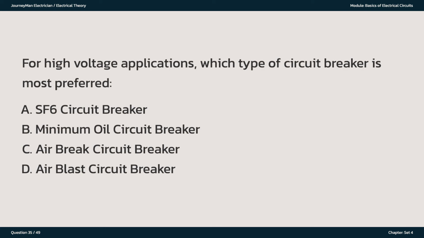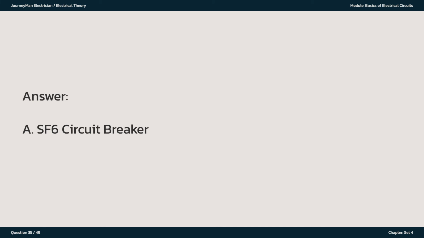For high voltage applications, which type of circuit breaker is most preferred? A. SF6 circuit breaker. B. Minimum oil circuit breaker. C. Air brake circuit breaker. D. Air blast circuit breaker. The answer is A. SF6 circuit breaker.